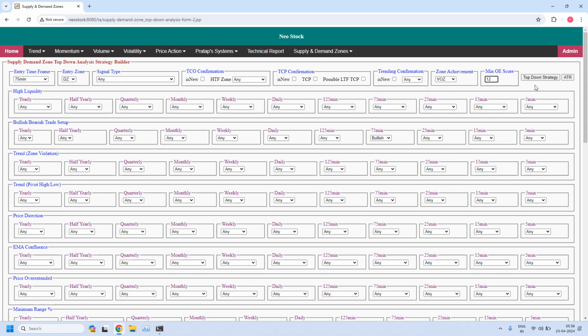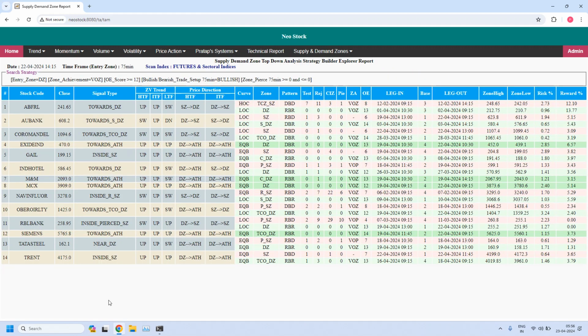Now let us generate the bullish trade setup for weekly income trade. So these 14 stocks are filtered. Currently they are supporting bullish trade setup for weekly income trade. Because it is a bullish trade setup, these are all long signals you need to look for. You need to focus on the demand zones. That's why we selected the entry zone as a demand zone. Please look in the search strategy.